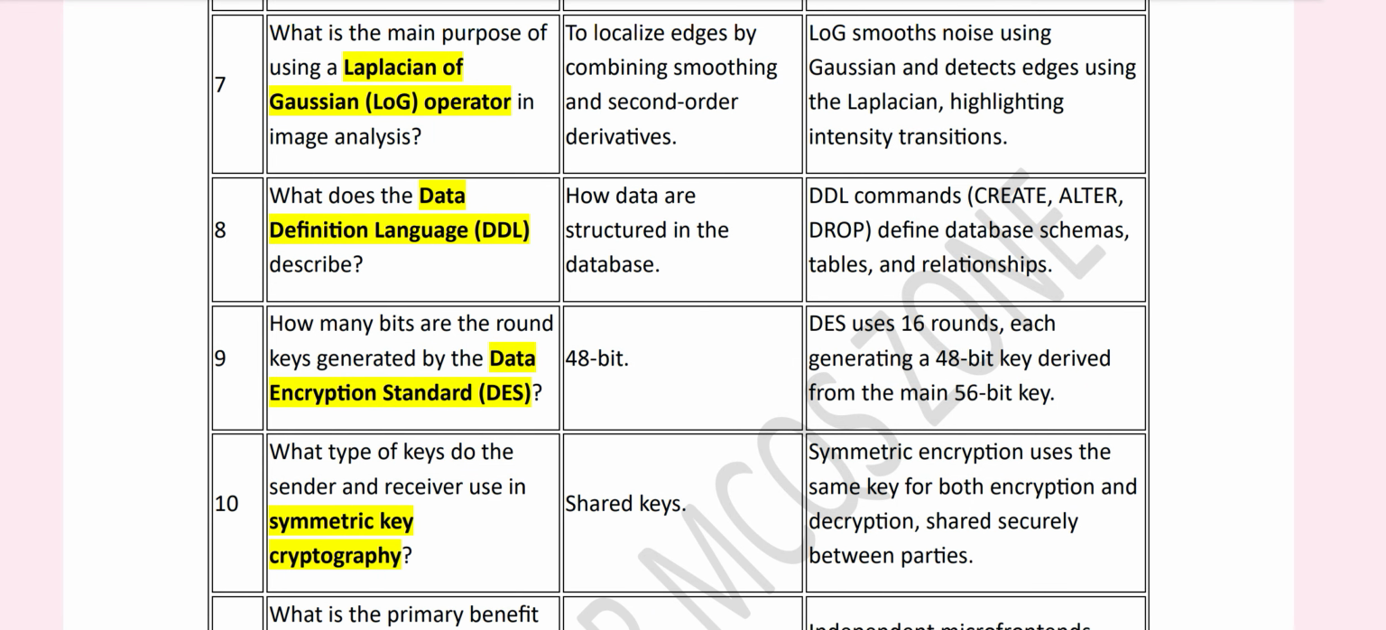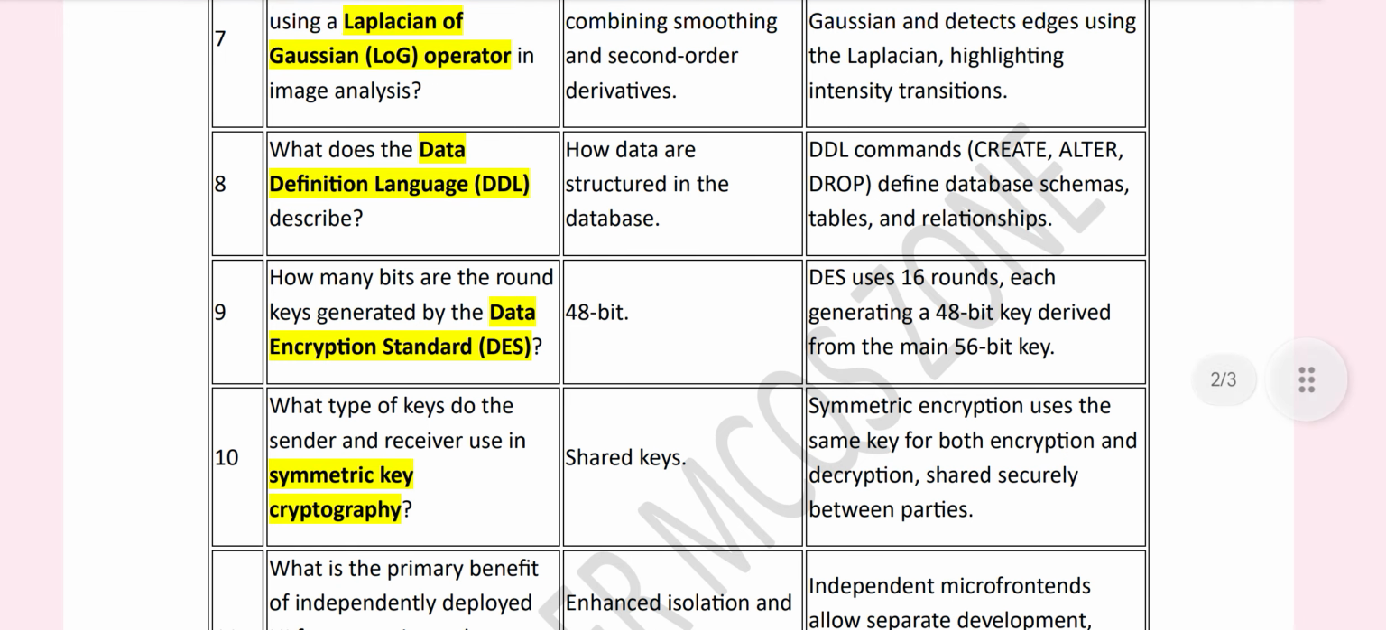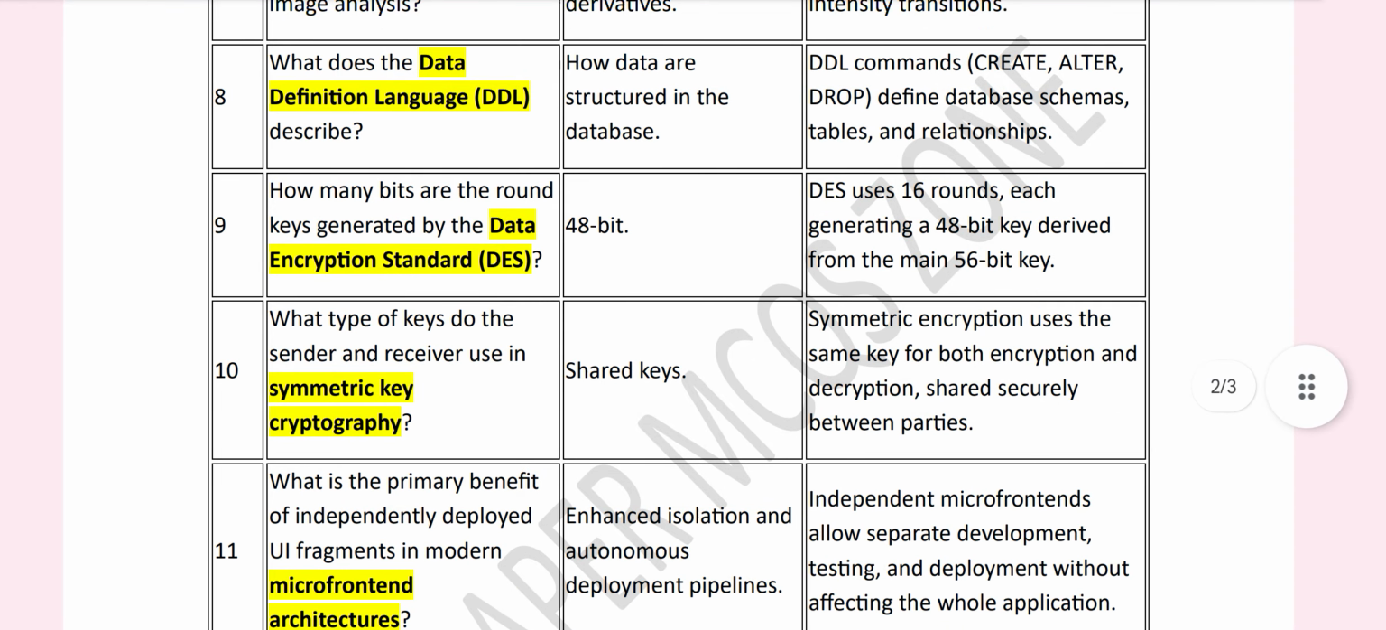What does the data definition language DDL describe? Right answer is how data are structured in the database. DDL commands create, alter, and drop define database schemas, tables, and relationships.